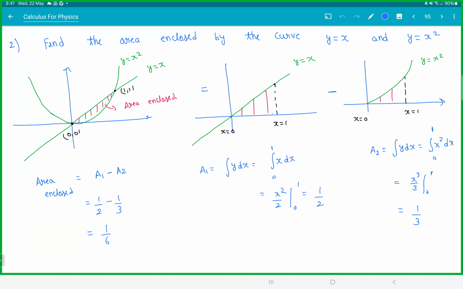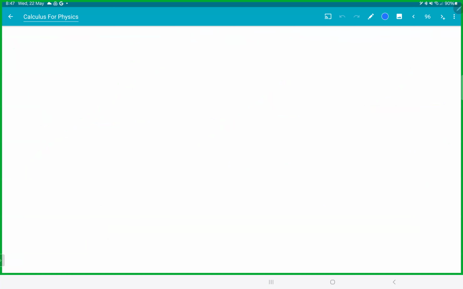Great. So the last thing we did was this. Next thing, the most important thing: areas and volumes.